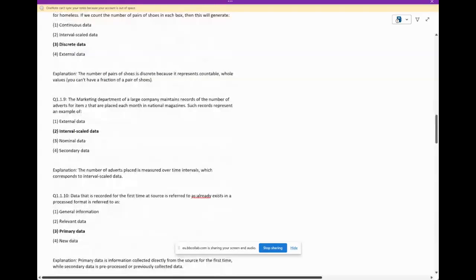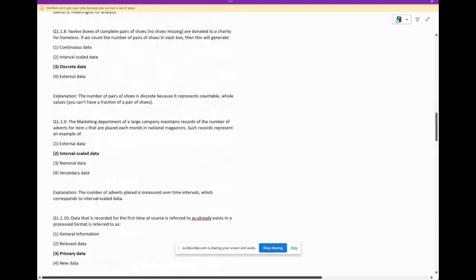Then 1.8, they were asking: 12 boxes of complete pairs of shoes, no shoes missing, are donated to a charity for the homeless. If we count the number of pairs of shoes in each box, then this will generate discrete data, because obviously it's a certain number of shoes. It's not a half shoe, not a quarter shoe, not a 0.2 shoe, etc.